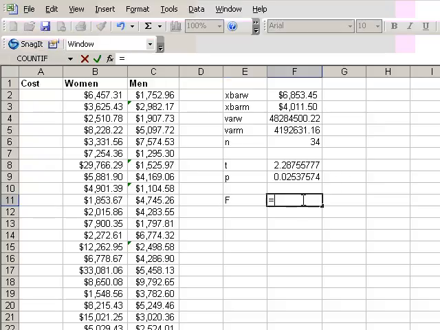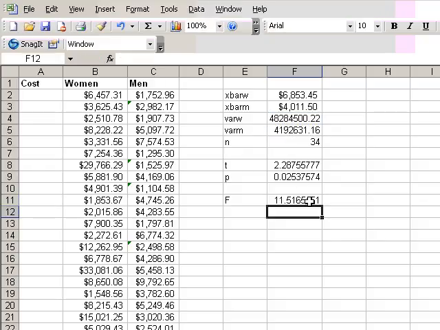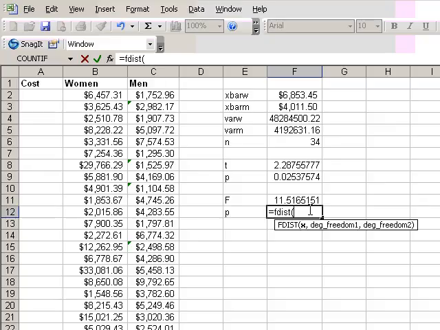And the F statistic is equal to one variance, in this case I'll take the larger, divided by the other variance, the smaller. And the F value I get from that division is 11.51. What is the probability of that F statistic? To find the probability, I use the fdist function. The fdist function takes three arguments: the F value itself, degrees of freedom in the first variance, and degrees of freedom in the second variance.